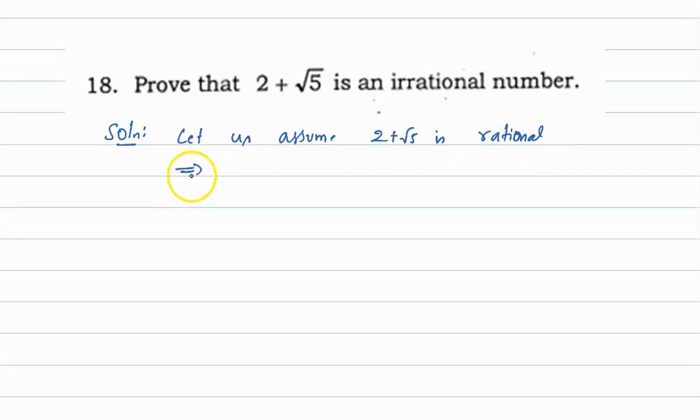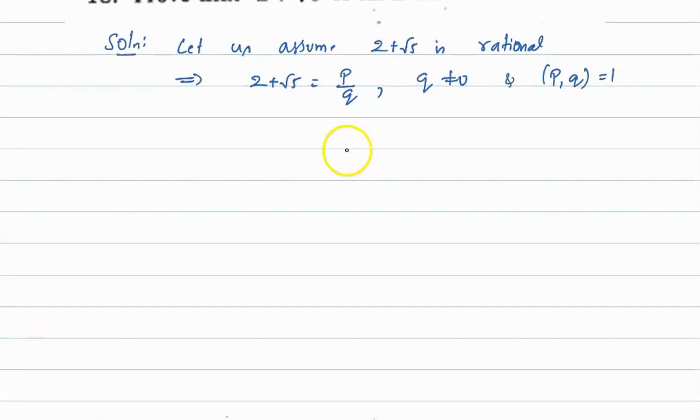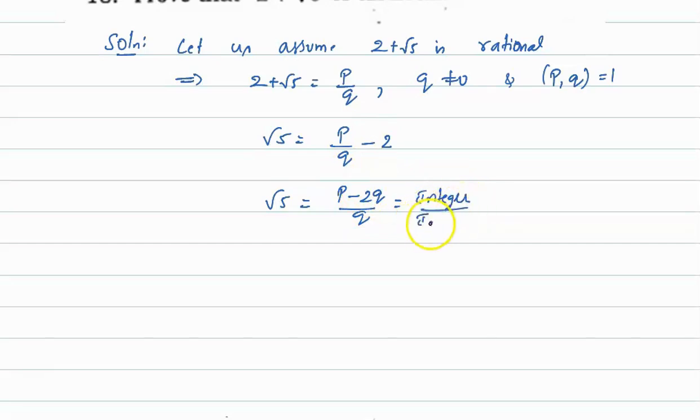This implies if it is rational, it can be written in the form p by q, where q is not equal to 0 and gcd of p, q is equal to 1. That means it is co-prime, there are no common divisors for p and q. So now root 5 is equal to p by q minus 2. By taking LCM q, I get p minus 2q over q. Subtraction between two integers is always an integer, and there is an integer in the denominator. We all know integer by integer is a rational number. So that gives root 5 is rational.